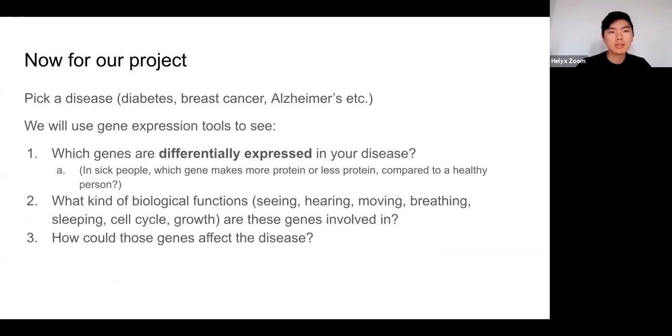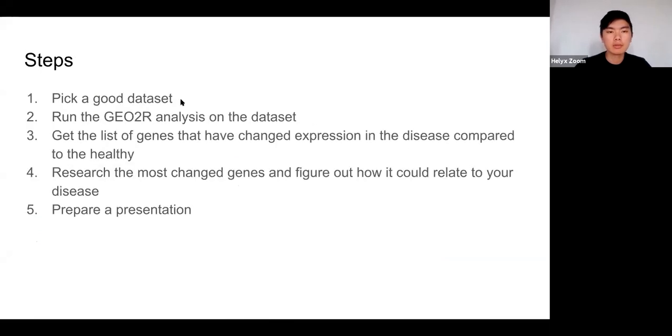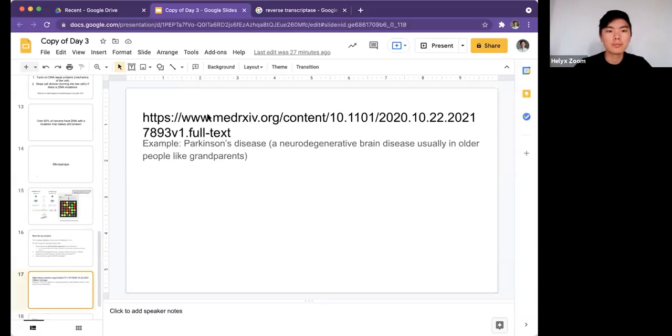So an example project you can do using microarray expression is to pick a disease and find an online data set from the Gene Expression Omnibus and identify which genes are differentially expressed. So for example, in sick people, what gene is making more or less protein compared to a healthy person? And then what kind of biological functions are these genes involved in, and how could these genes affect the disease? So here's a paper I wrote as an example of what you can do. I'll just quickly open that up.